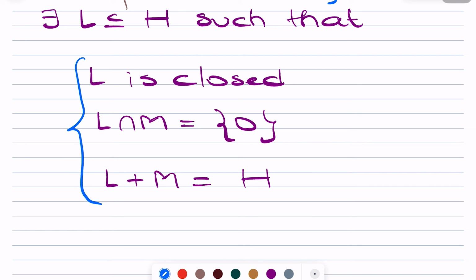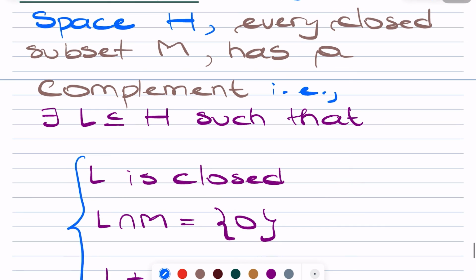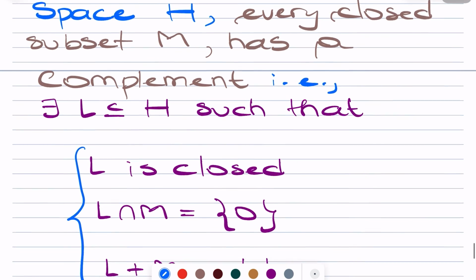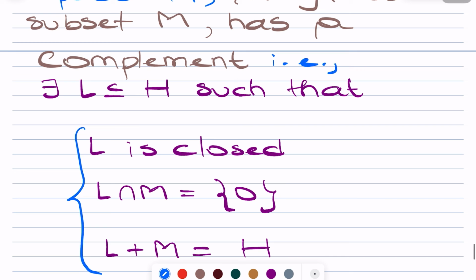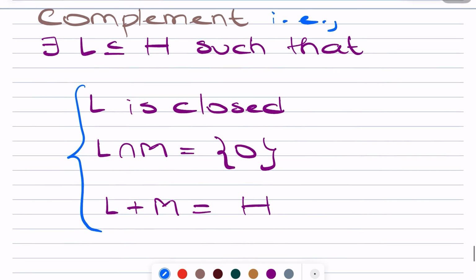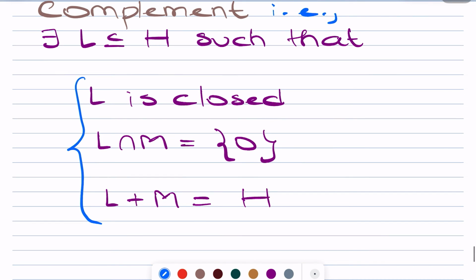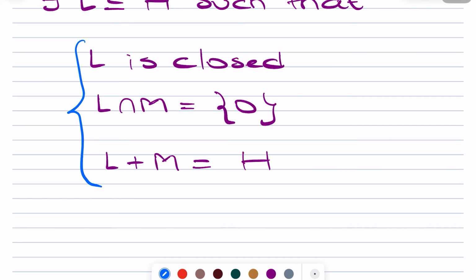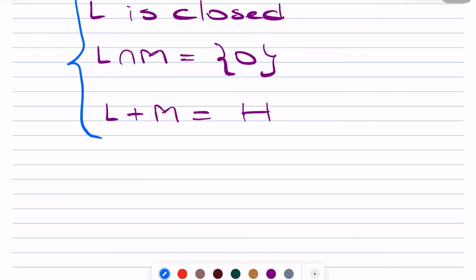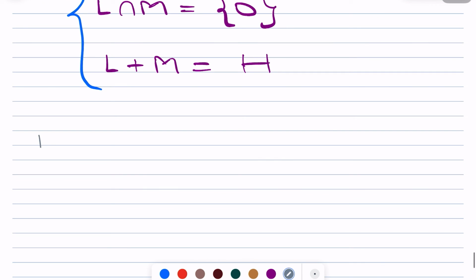Okay, so if you're in a Hilbert space and you have a closed subset M, then that subset M has a complement in the sense that you can find another subset of the Hilbert space H such that that subset is closed. It intersects M at the unique point 0, right? And the sum of the two subsets is the space H. Well, this is just a short proof, right?